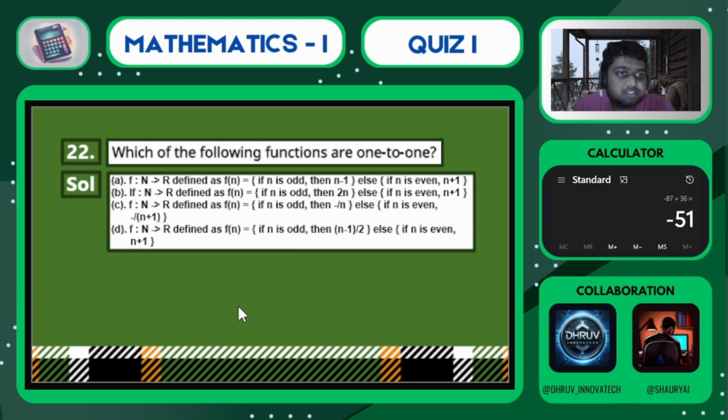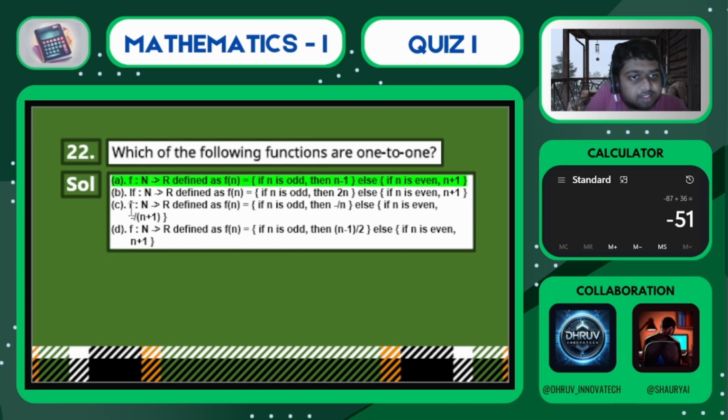Which of the following functions are one-to-one? Okay. So in this case, I would recommend that you declare the domain and codomain from the given information, and then you can find here natural numbers to real numbers is our domain to range. So let's see the first one, f(n). If n is odd, then n minus 1 is the output. And if n is even, then n plus 1 is the output. The first one is surely a one-to-one function because for all odd numbers, there is an even number output, and for all even numbers, there's an odd number output. That's why the first option is surely a solution.